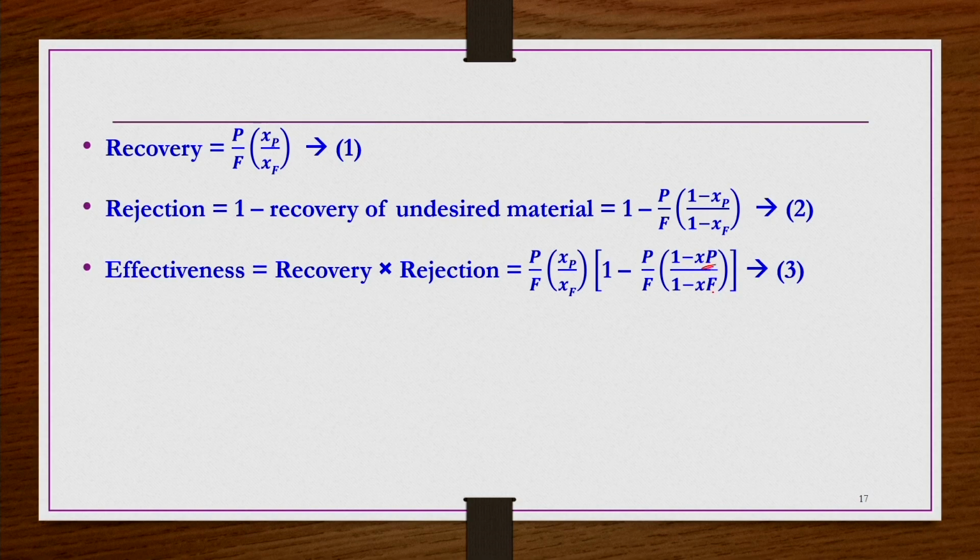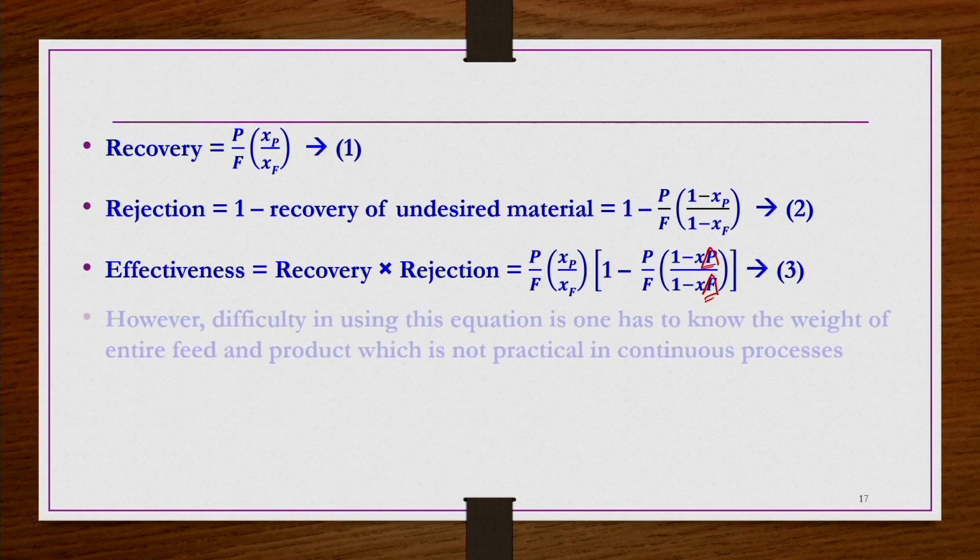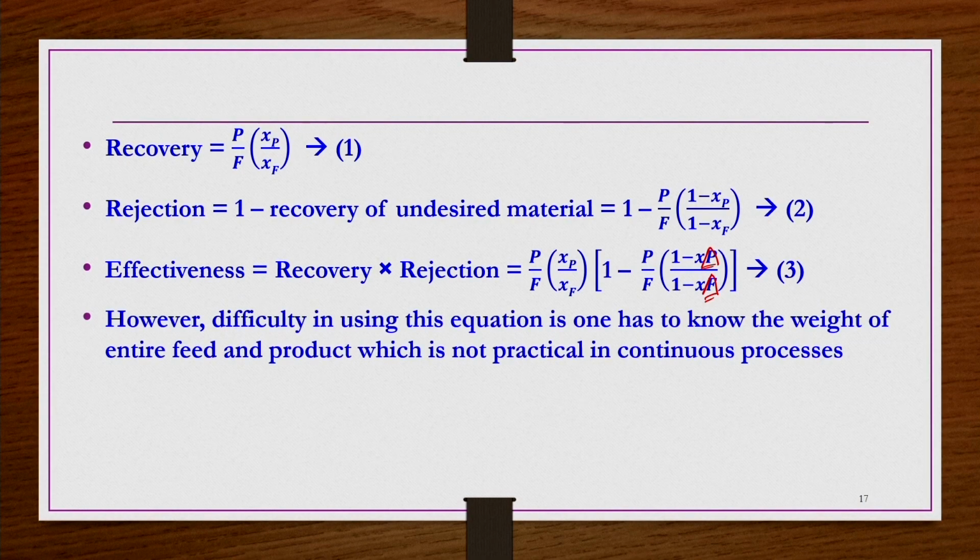This P and F are suffixes, they are not multiplication. This is X suffix P and this is X suffix F. However, the difficulty in using this equation is that one has to know the weight of the entire feed and product, which is not practical in a continuous process.